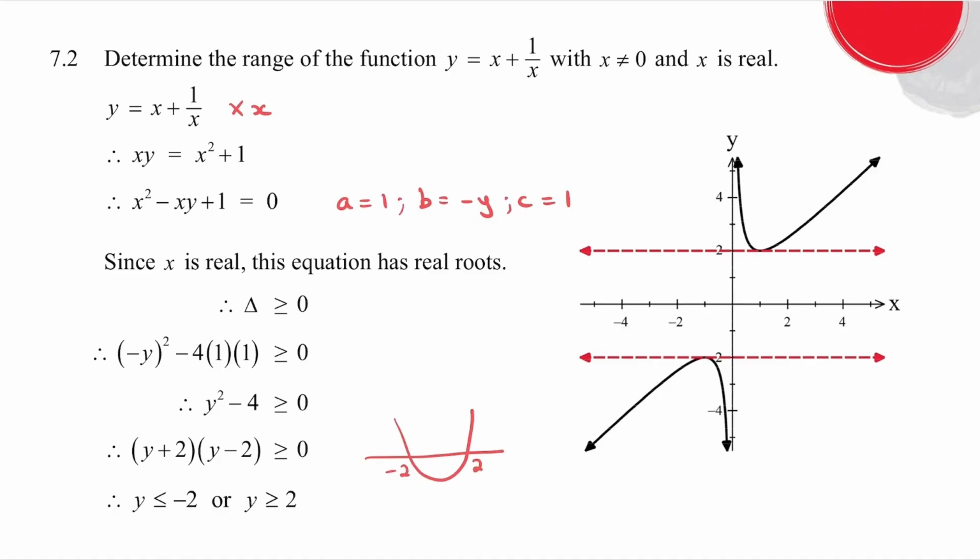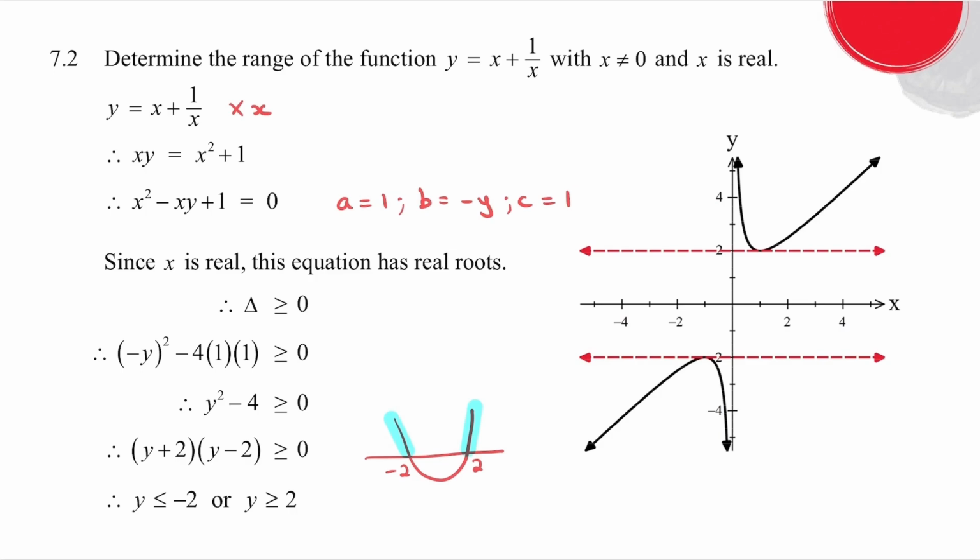You want to know where this is greater than or equal to 0. In other words, there and there. So it's when y is less than or equal to minus 2 or y is greater than or equal to 2. And there's the range of that function, because remember, range means possible y values.